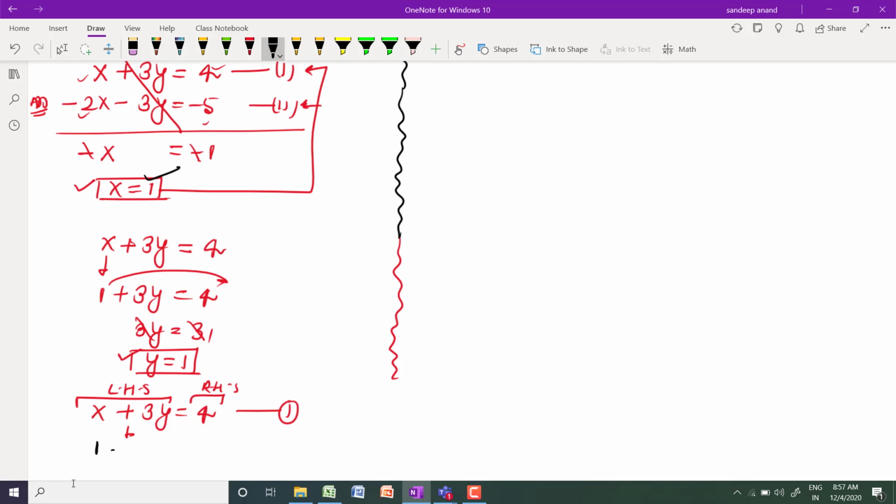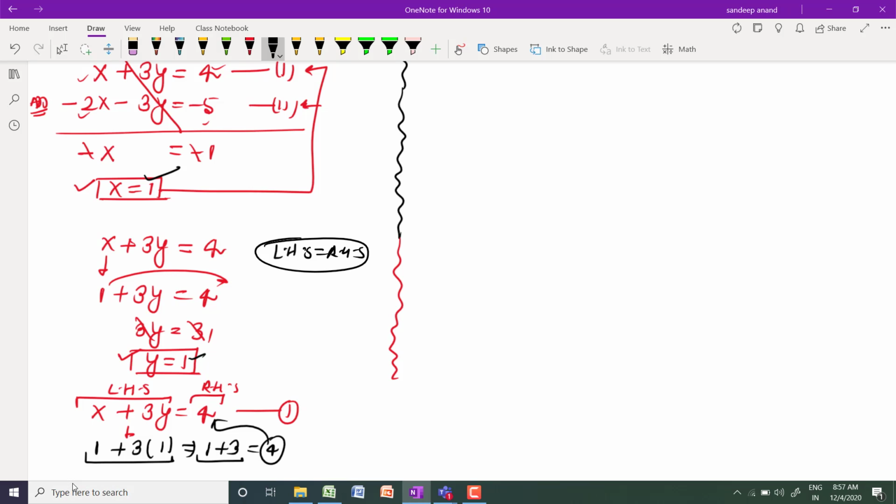So I am putting x equal to 1, plus 3, y equal to 1. Now you need to solve this. 1 plus 3 comes to 4, and this is equal to your right hand side value. Whenever your left hand side value is equal to the right hand side value, it means your answer is correct, right? So x equal to 1, y equal to 1 satisfies this basic equation, which means the answer is correct. This is how you can solve the problem by the elimination method.